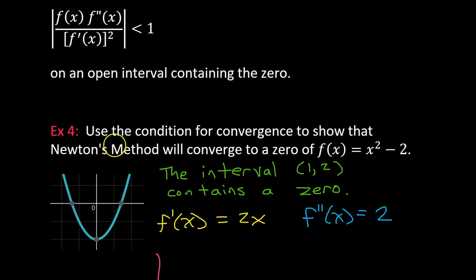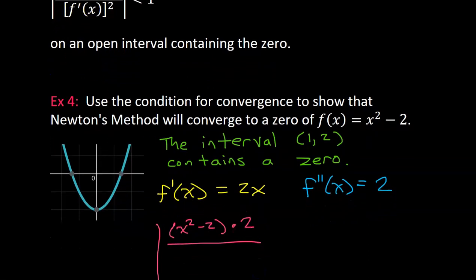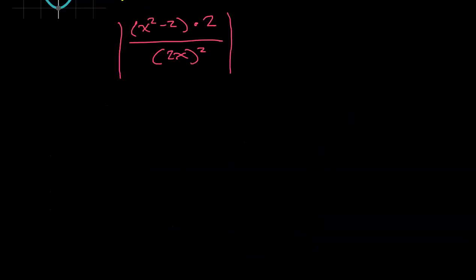So we're going to do f of x, which is x squared minus 2, times f double prime. So that'll be times 2, divided by f prime squared. So that'll be divided by 2x squared. And we want to see if the absolute value of all of that is going to be less than 1 on this interval. So let's simplify this down.